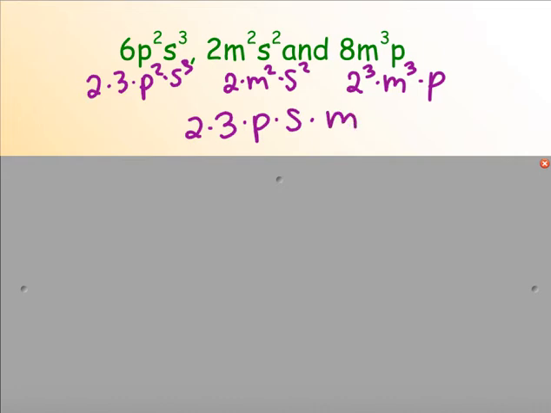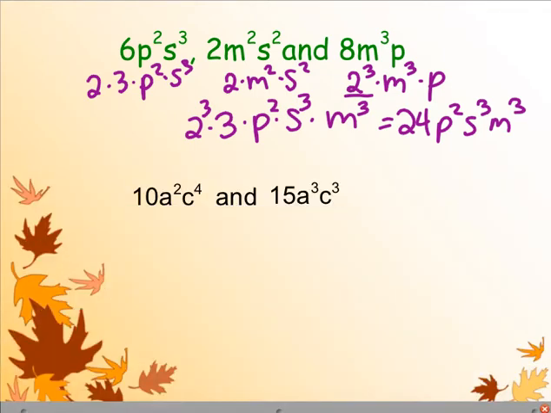Well, the 2's, 2 cubed is my biggest one. For the 3's, 3 to the 1st is my biggest. For the p's, it looks like p squared is the biggest. S's, s cubed is the biggest, and m's, m cubed is the biggest, which means we multiply it out and we get 24 p squared s cubed m cubed. That is our least common multiple between those 3 monomials. Okay? And for this one, you should get 30 a cubed c to the 4th when you do the same process.